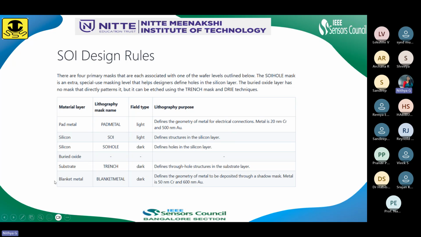And then if I have to extract the information from a larger area, then I need to go for a blanket metal. For example, a parallel plate capacitance, wherein the capacitance is taken over the entire area of the diaphragm, then I can go with just a blanket metal. Okay.